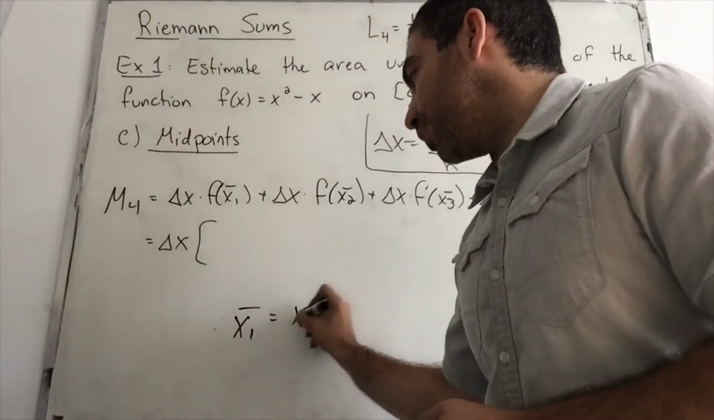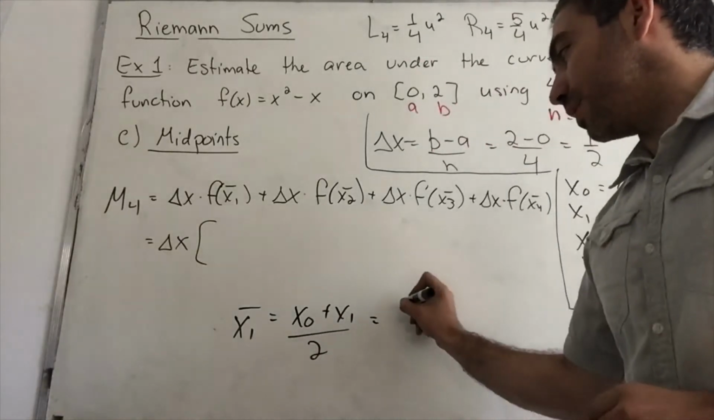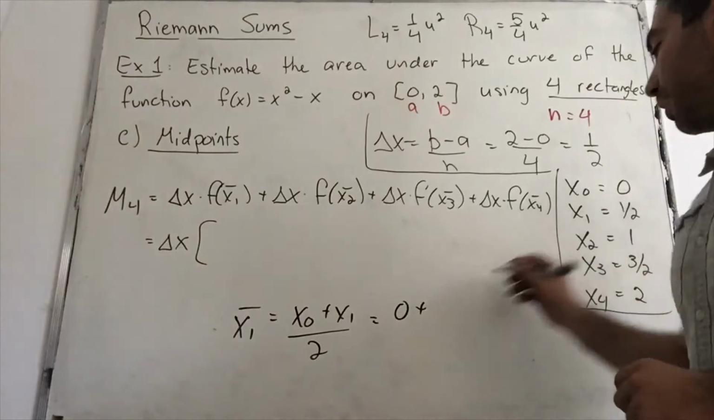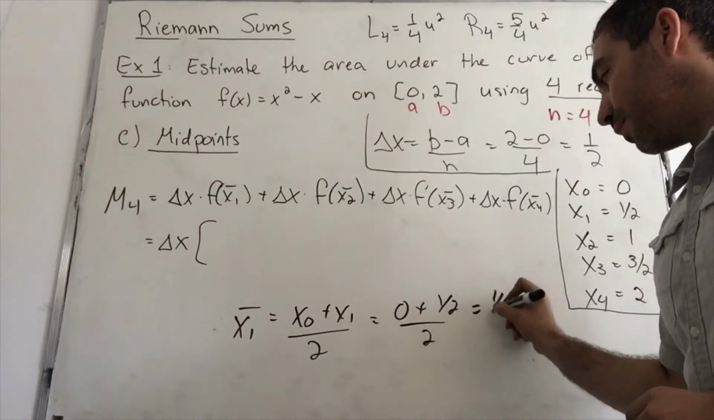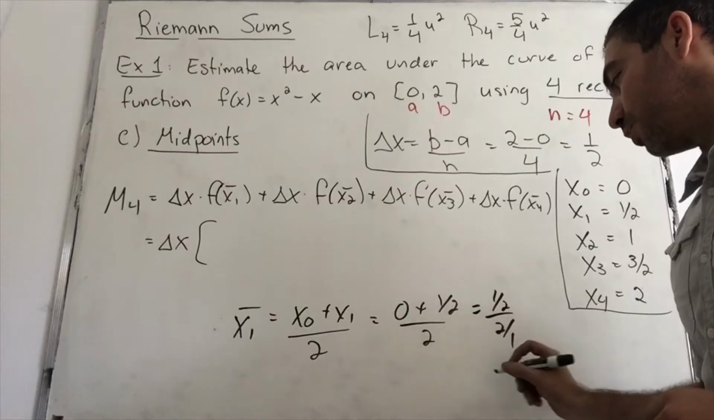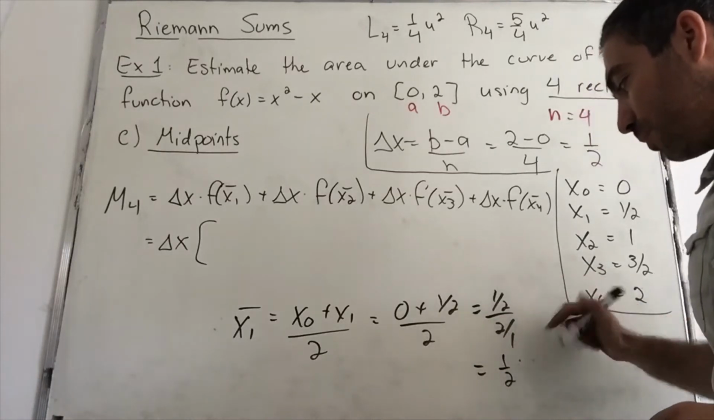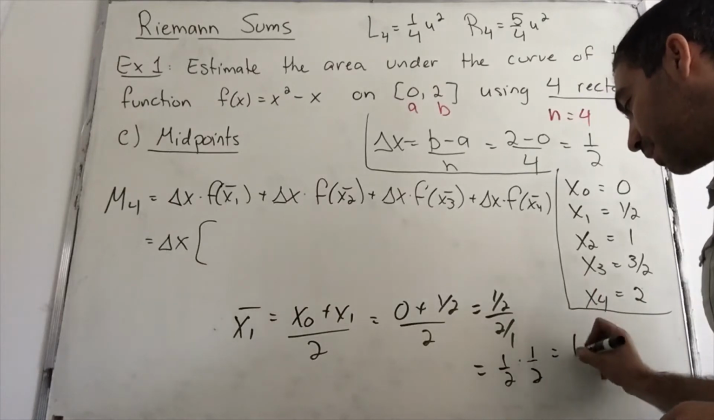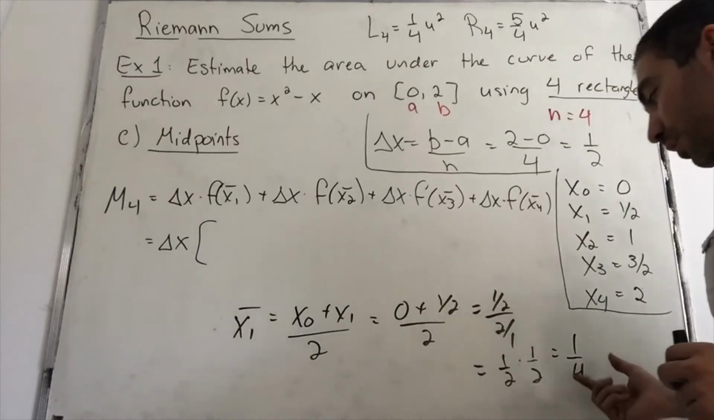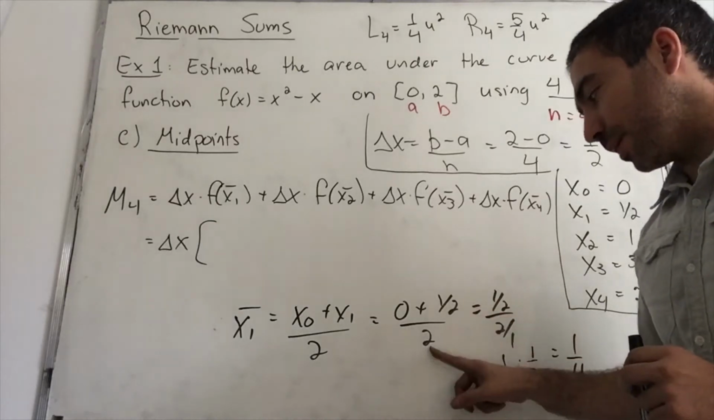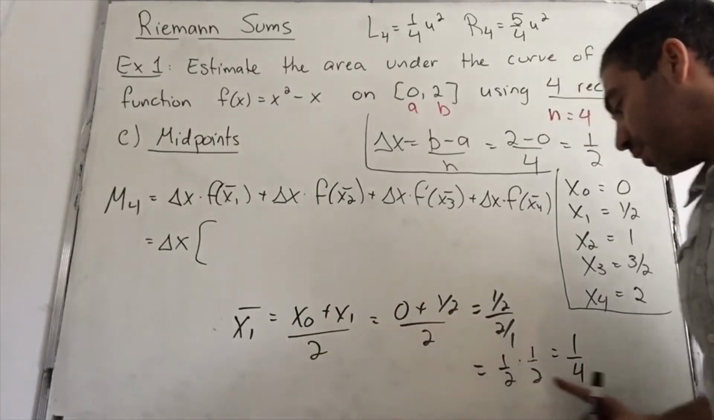x1 bar is basically just x0 plus x1 over 2. x0 we said was 0, plus x1 is a half, divided by 2. 0 plus a half is a half divided by 2, which you could think of as a half over 2 over 1. Flip the second fraction, you get 1 half times 1 over 2, which becomes 1 over 4. As expected, we get a quarter. Sorry, a half divided by 2 is a quarter. So x1 bar is a quarter.